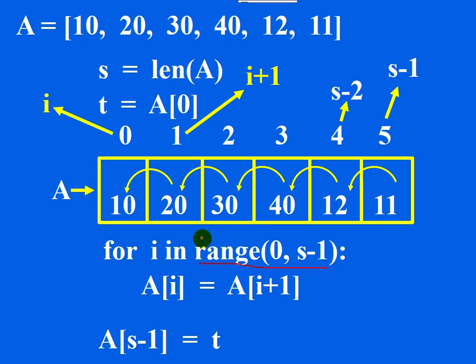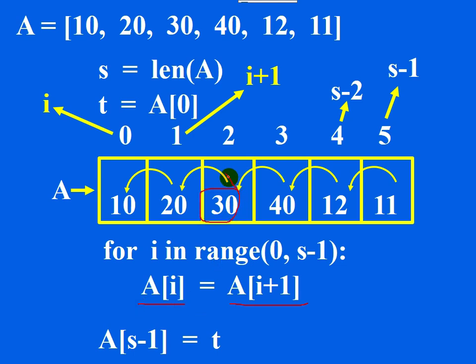So here you get 0, 1, 2, 3 and 4. So the integers that appear here are 0, 1, 2, 3, 4. i takes the first integer in the range, 0. So a of 1 is assigned to a of 0. Now i takes the next integer in the range, 1. So a of 2 is assigned to a of 1.